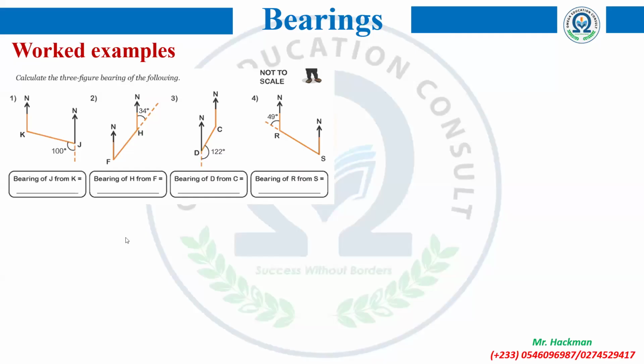Okay, welcome back from the water break. Let's look at these questions and how best to deal with them. What is the task? We are supposed to calculate the 3-figure bearing of the following, so you are supposed to find the true bearing. With the first one, we are looking at the bearing of J from K.